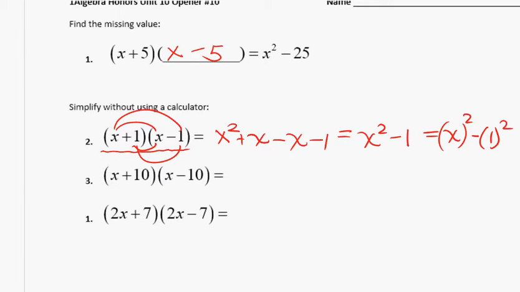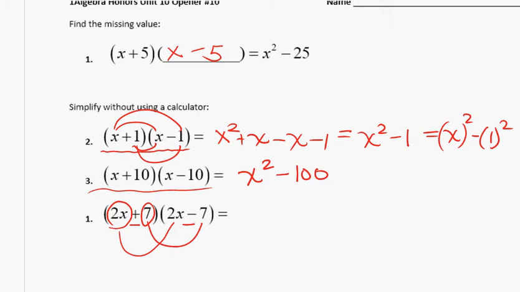The next one, difference of squares, so I recognize it, and so it just is x squared minus 100. This next one's a little tricky, but it's just the first squared minus the second squared when you have exactly the same items, but one is plus and one is minus. So 2x squared, quantity squared, minus 7 squared, which is just 4x squared minus 49.